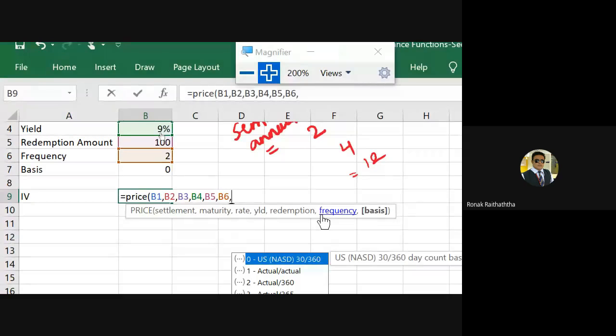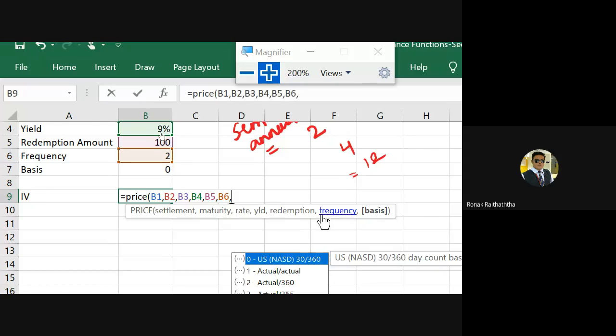Now, whether you want to take 360 days in a year and 30 days in 1 month, or you want to take 365 days in a year, or you want to take the actual one if the leap year is coming. So in that case, there can be 366. So what I'm trying to say here is what day count basis you want to use. If you do not specify anything, it will by default take 360 days in a year, and 30 as the number of days in a month which it is assuming. So accordingly, it will calculate the IV of this particular bond, right?